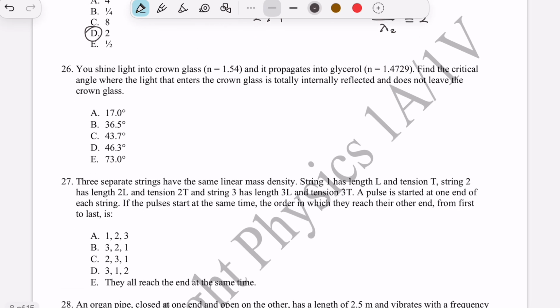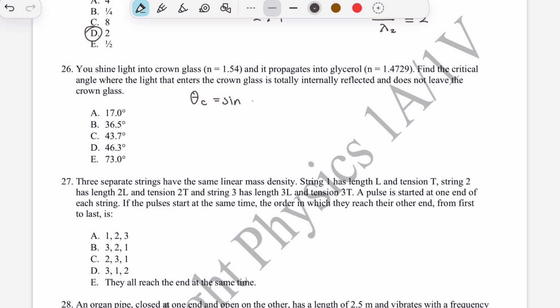Okay, you shine light into crown glass with n of 1.54 and it propagates into glycerol. Find the critical angle at which the light enters to make it totally internally reflected. So we are going to use this formula.